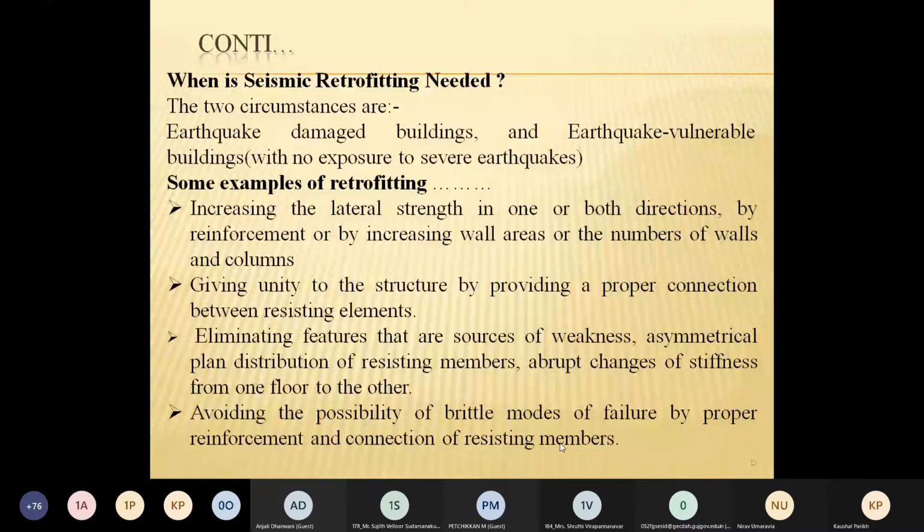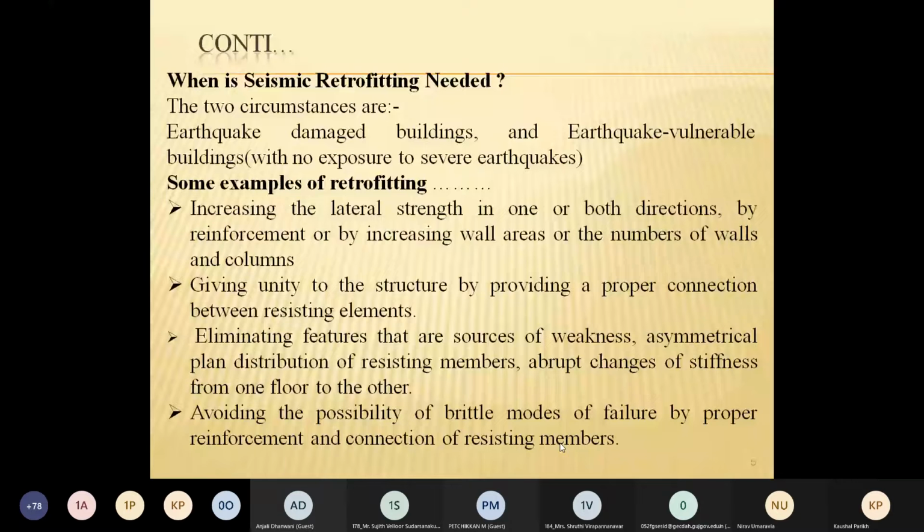The third example is eliminating the features that are sources of weakness, such as asymmetrical distribution of resisting members and abrupt change of stiffness from one floor to another. If these are present in the structure, it requires retrofitting, because the stiffness differs from floor to floor, or it may even differ within the floor itself. Another example is avoiding the possibility of brittle modes of failure by proper reinforcement and connection of the resisting members.